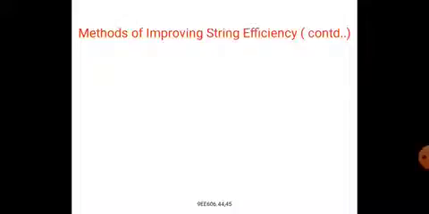So the methods are: first, reducing the shunt capacitance value, or eliminating the ground capacitance; second, grading of the units or grading of the insulators; and third, static shielding, or guard rings. We are using guard rings.